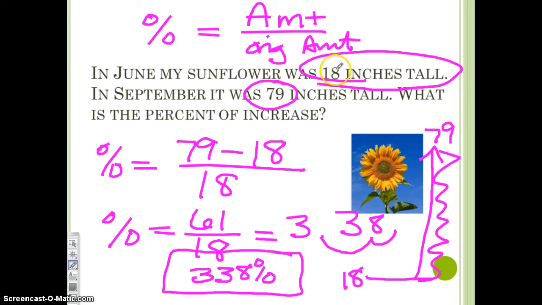It grew probably almost 4 times, going from, if we round, 20 inches to 80 inches. Is this about 4 times? Yeah. So we know we did it correctly.